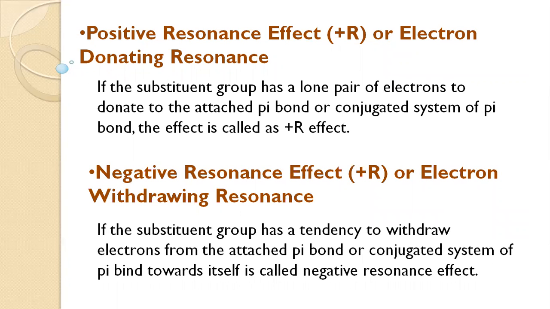If the substituent group has a tendency to withdraw electrons from the attached pi bond or conjugated system of the pi bond towards itself, it is called the negative resonance effect, or it is also called the electron withdrawing effect.